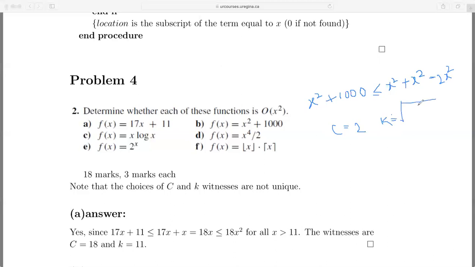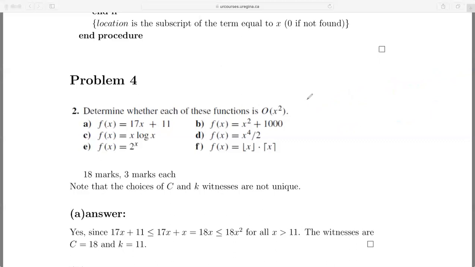Actually, k equals root over 1000, because from here you can see that the value of x is greater than root over 1000, so that's why k equals root over 1000 here. So that's the next one.